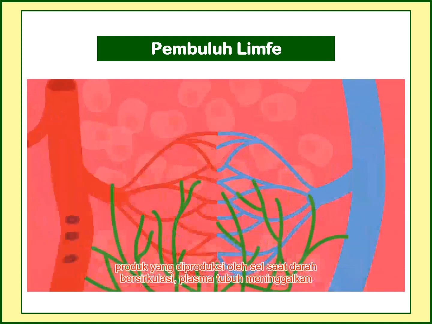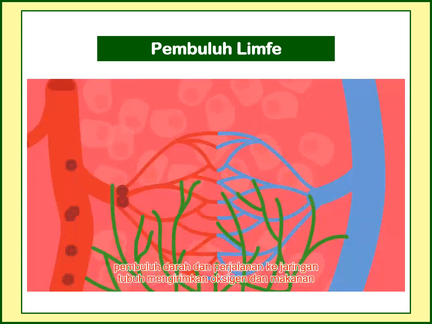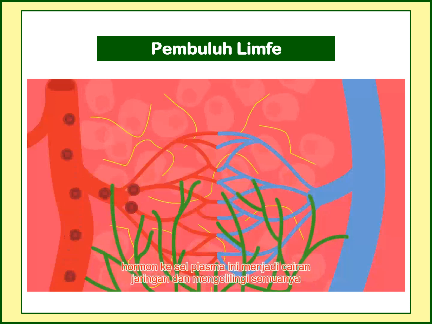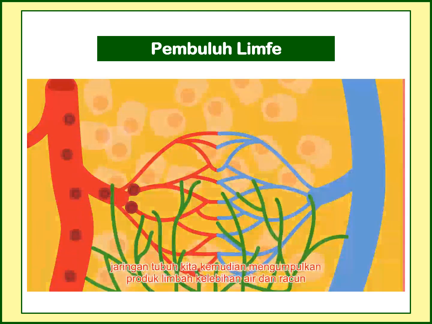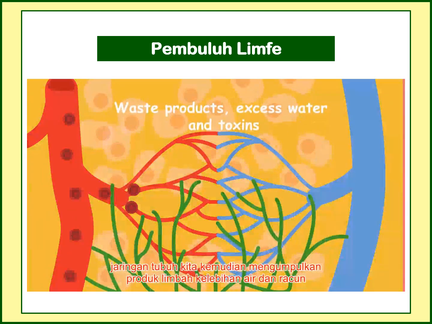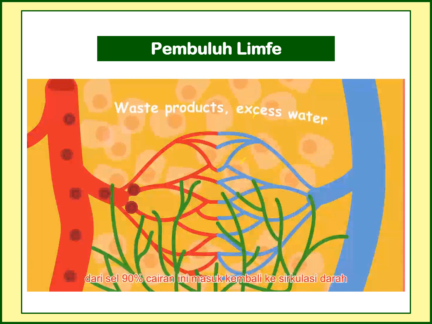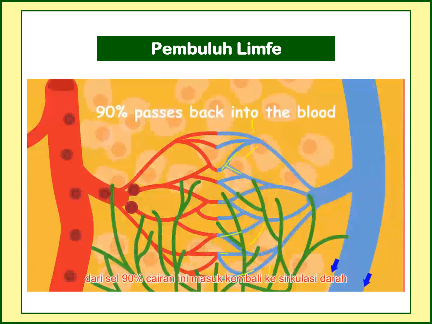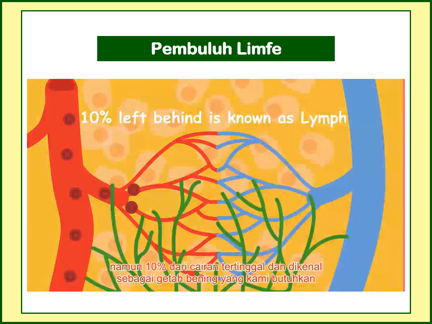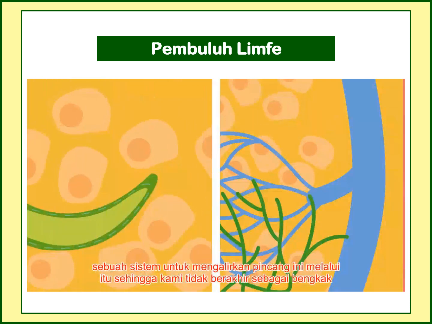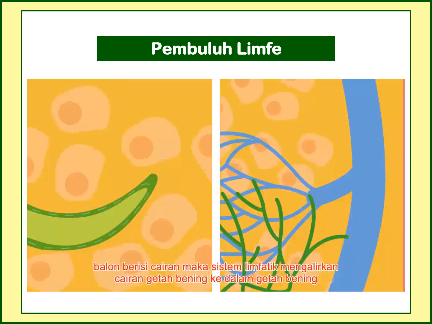As blood circulates the body, plasma leaves the blood vessels and travels into the body tissues, delivering food, oxygen, and hormones to the cells. This plasma becomes tissue fluid and surrounds all our body's tissues. It then collects waste products, excess water, and toxins from the cells. 90% of this fluid passes back into the blood circulation. However, 10% of the fluid is left behind and is known as lymph. We therefore need a system to drain this lymph fluid, so that we don't end up as a swollen fluid-filled balloon, hence the lymphatic system.